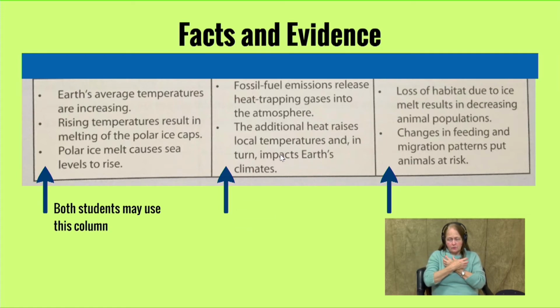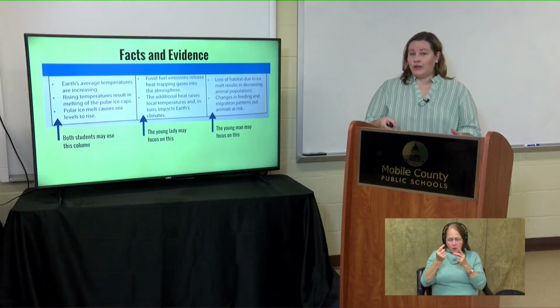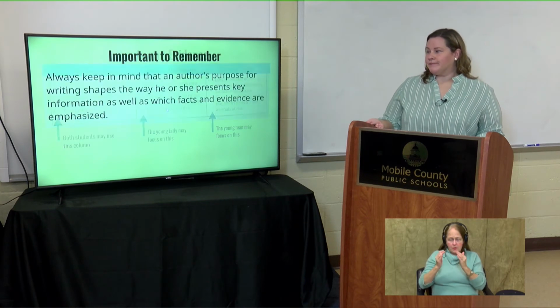Did you say that it would be the young lady? Because you would be correct. And by process of elimination, we would know that the young man would choose the third column. But we also know that because it specifically talks about animal populations, talks about migration patterns and putting animals at risk. Now, that's one way in order to do compare and contrasting text.